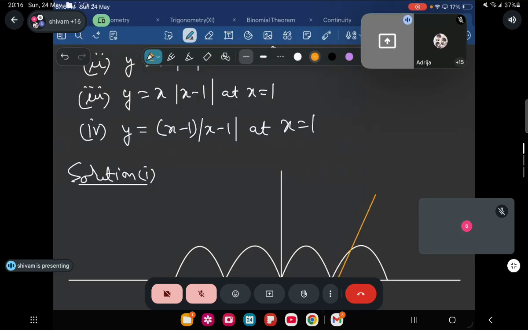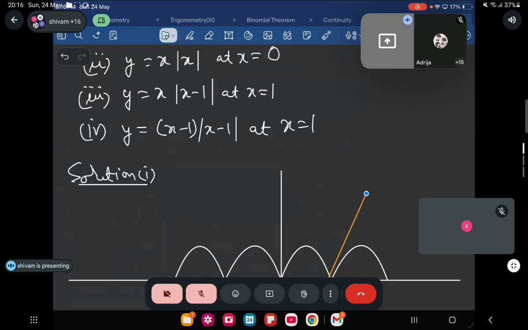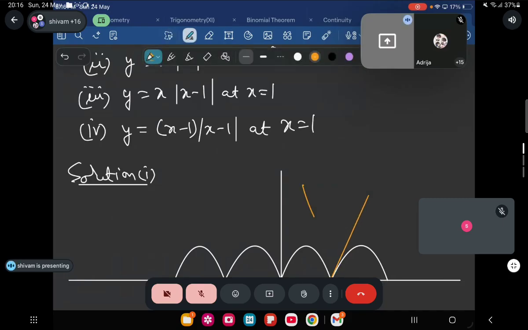You can draw two tangents at that point. One is this, the other one is this. That is why we say that it is not differentiable, because at that particular instant, we cannot determine the direction of the tangent. So that is why it becomes non-differentiable.